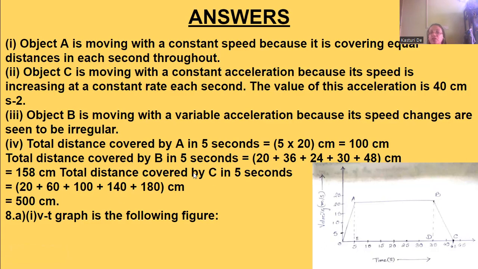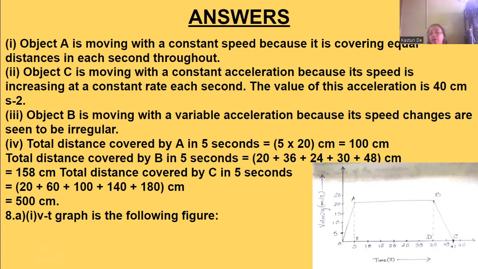Okay, so first, that is 158 centimeters it has covered, and in the first one, A has covered 5 distances of 20 centimeters each. If you add all the distances, 20 plus 20 plus 20, that is 5 times, so 5 twenties, that becomes 100 centimeters for the first one. That is the total distance covered by A.